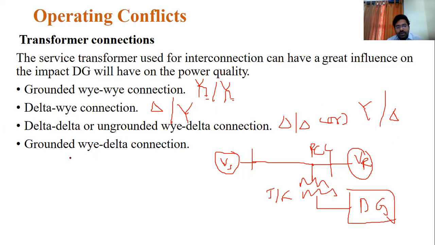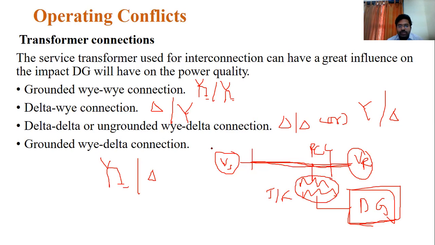So now what is the fourth one? Grounded Y to delta connection. Now these are the four different types of connections we are going to use to connect the DC to the feeder, the distribution feeder. So these are the different types of transformer connections. Here we are assuming four different types of transformer connection.